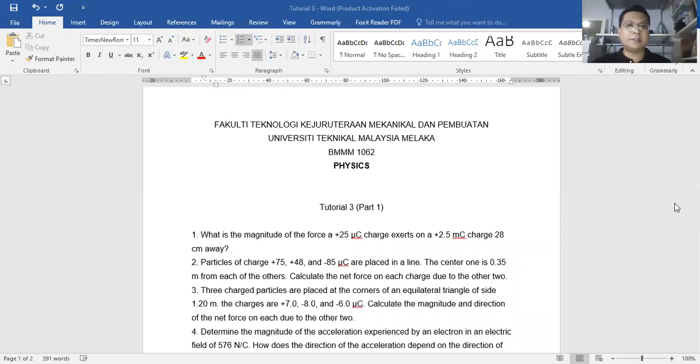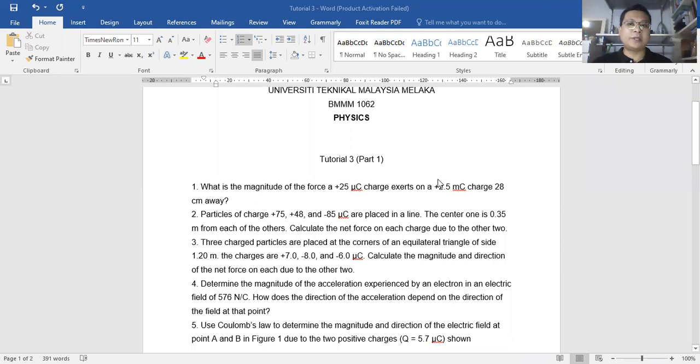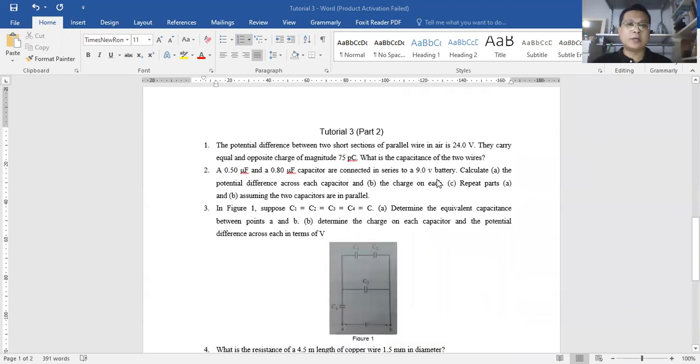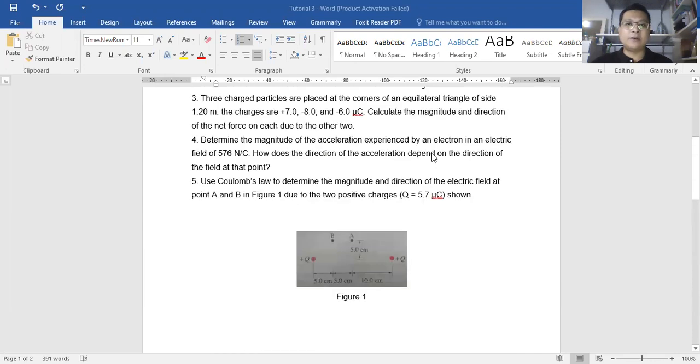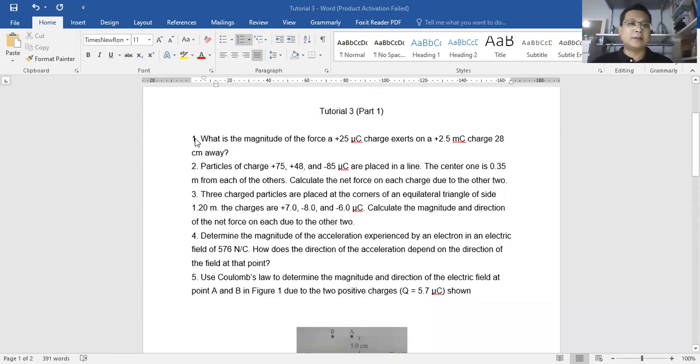Today we are already in tutorial 3. We will discuss electrical charge and Faraday law. First we will look into part 1 of tutorial 3, where we discuss electrical charge, and then we will go to tutorial part 2, where we discuss Faraday law. Okay, we go first to tutorial part 1.